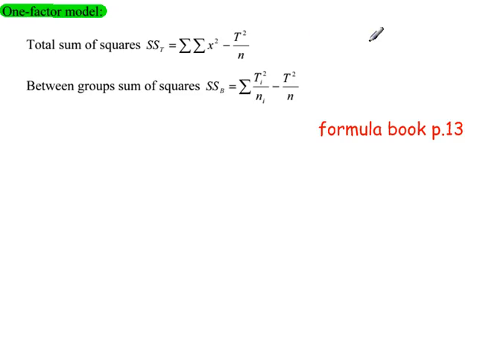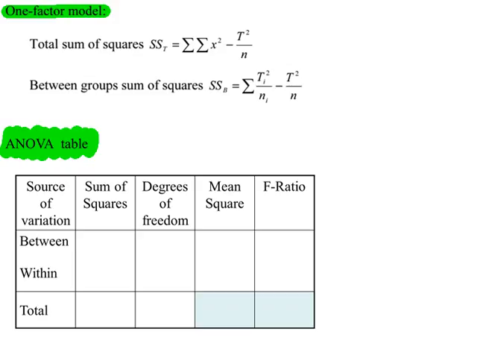From the formula book, we have to do these two calculations. And then we produce a table called the ANOVA table. This is the core of the ANOVA test. All our calculations will feed into this table, eventually working out our test statistic here.